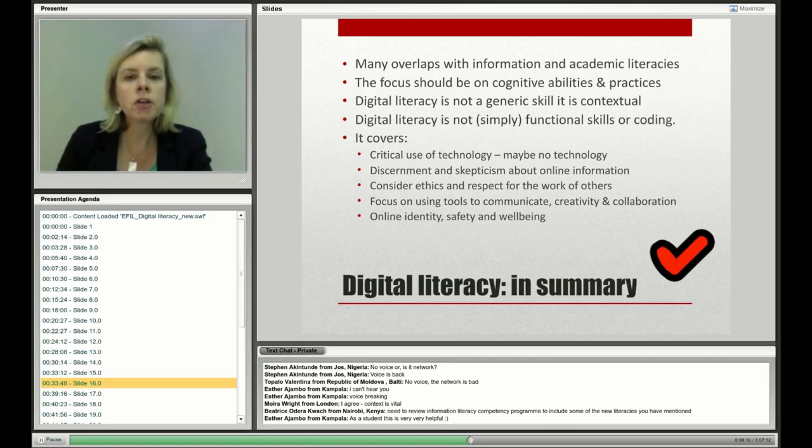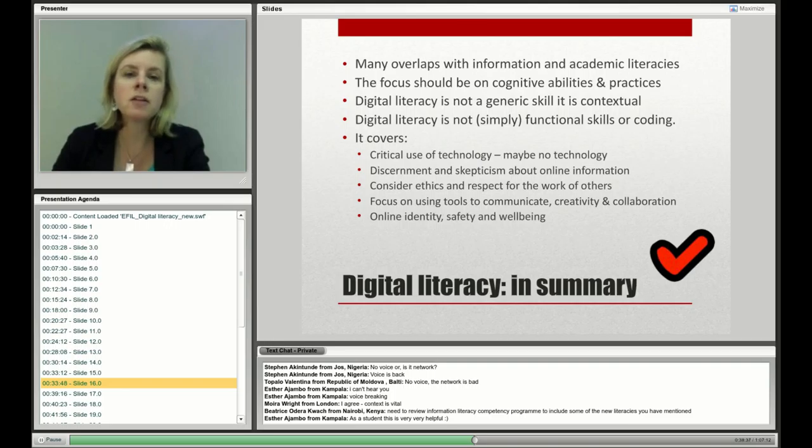I think there will be some focus on specific tools, but it's about getting students to think about how they can use them to communicate, to be creative, to collaborate, and to do things that perhaps they couldn't do in a face-to-face setting. So using the technology to facilitate interactions, perhaps with people who are somewhere else in the world.